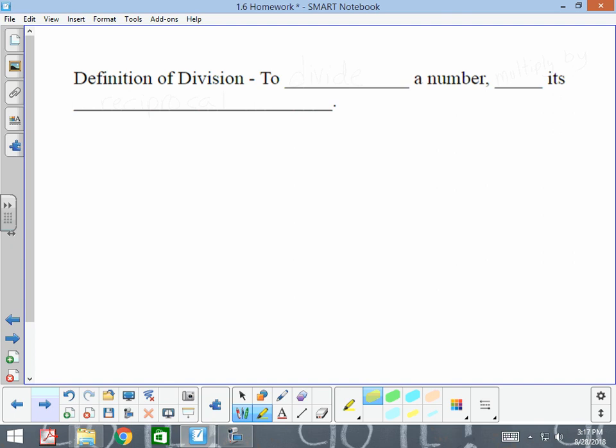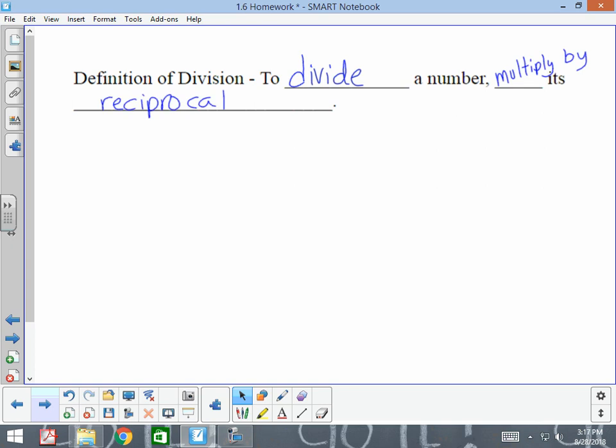All right, definition of division. Just like there's a definition of subtraction, there's a definition of division. We don't have properties for subtraction or division. To divide a number, we're going to multiply by its reciprocal. So we're going to be looking at keep, change, flip in just a little bit, or some teachers teach you same, change, flip. I like keep, change, flip. Reminds me of KFC, which I like, chicken.